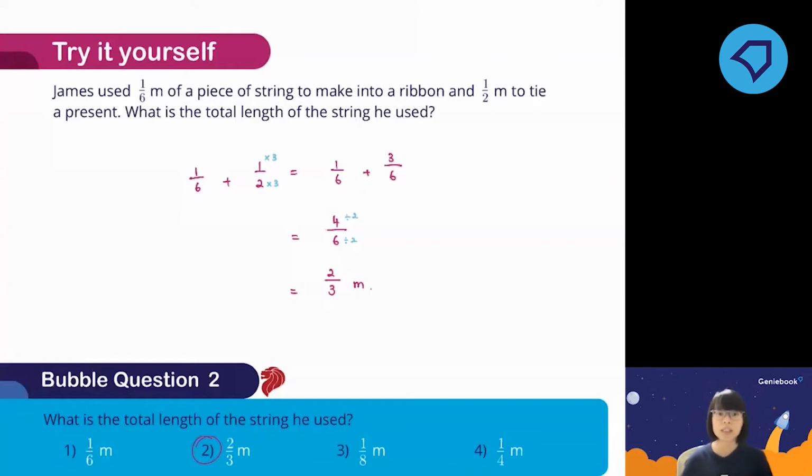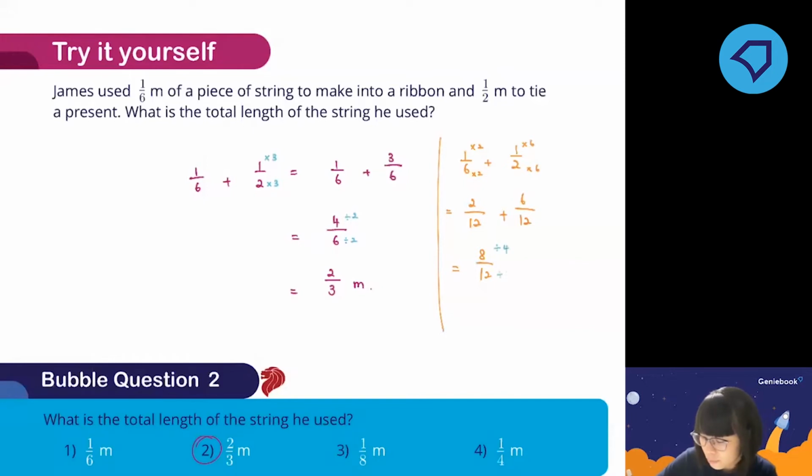If you multiply by each other, it's also okay. For those of you who multiply by each other, I can write this at the side for you as a comparison, all right? So you have 1 over 6 plus 1 over 2. If you multiply by each other, this one times 2, times 2, times 6, you will get 2 over 12 plus 6 over 12. You will have 8 over 12. In this case, we need to divide by 4. Divide by 4, divide by 4, and you will still get the final answer of 2 over 3.